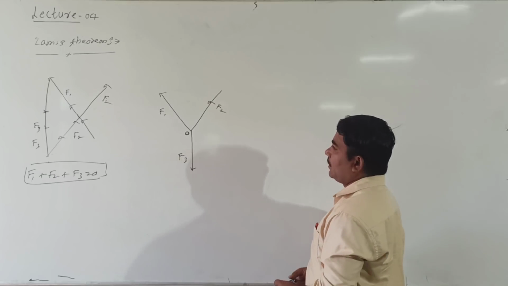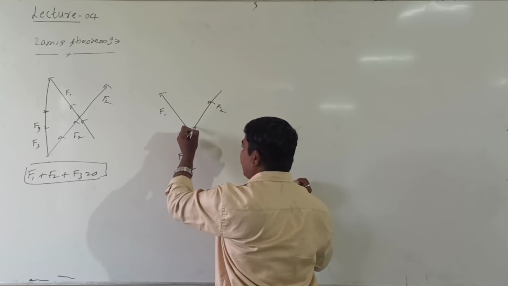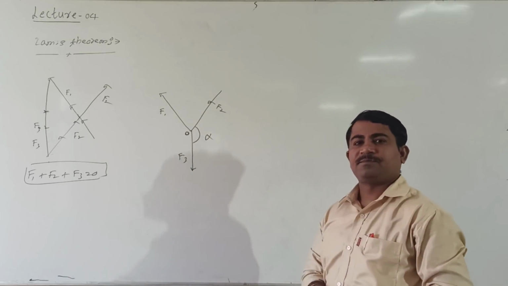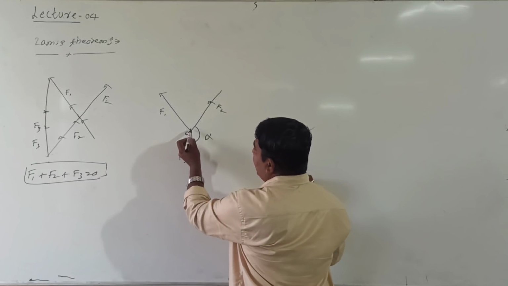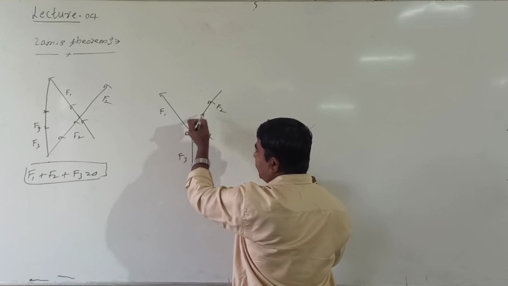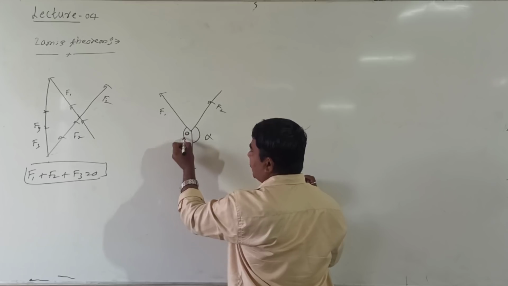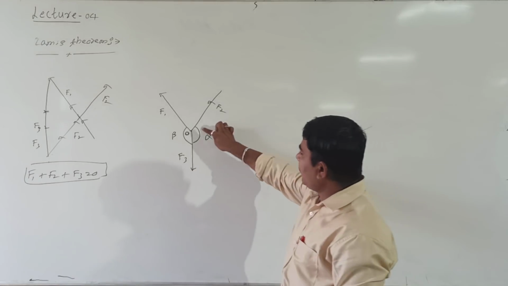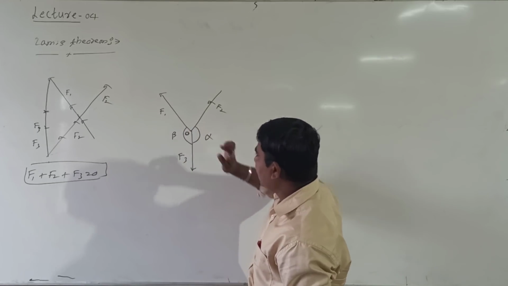Look at me, students, here. This is the direction of F1. In between F2 and F3, what angle is there? Alpha angle is available. Are you following? See here, one more. This is the F2 direction. In between F1 and F3, what angle is available? Beta angle is available. In between F2 and F3, alpha angle is available. In between F1 and F3, beta angle is available.